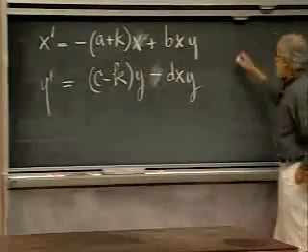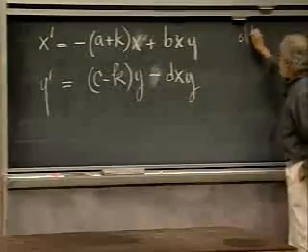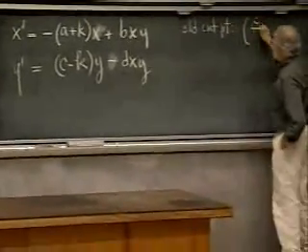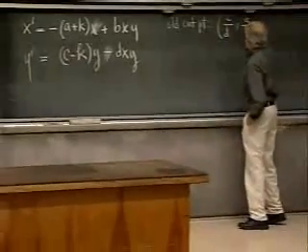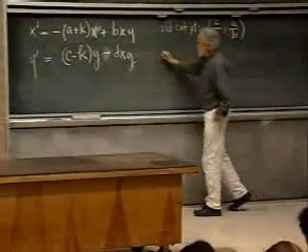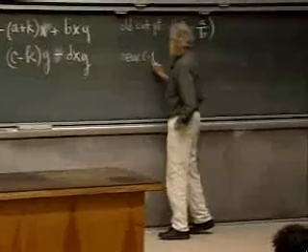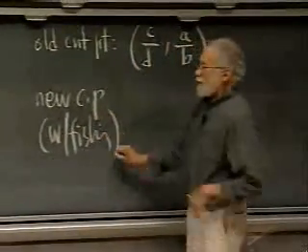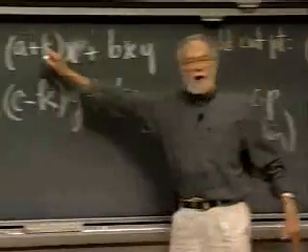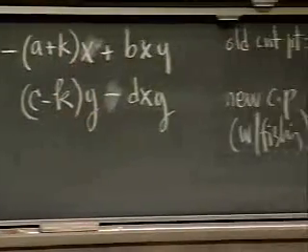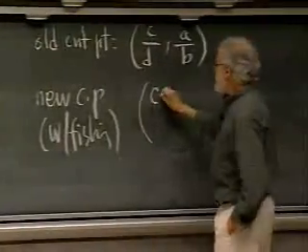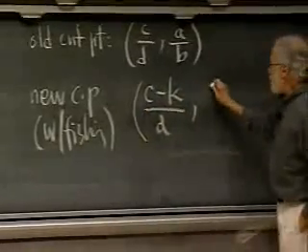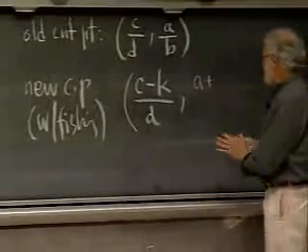Now, what's the new critical point? The old critical point was the point c over d, a over b. The new critical point with fishing is what? Well, the parameters have been changed by the addition of k. So the new critical point is c minus k over d and a plus k over b.